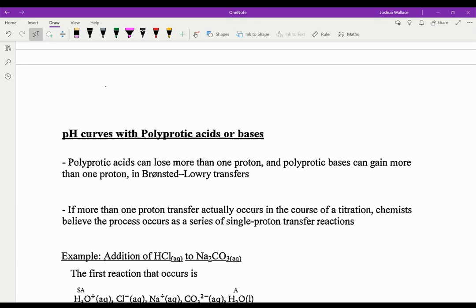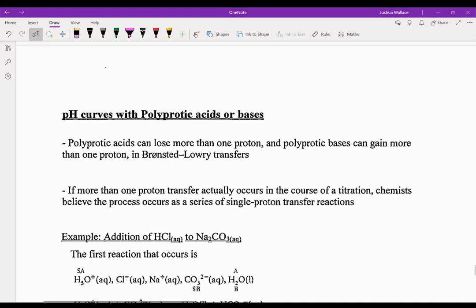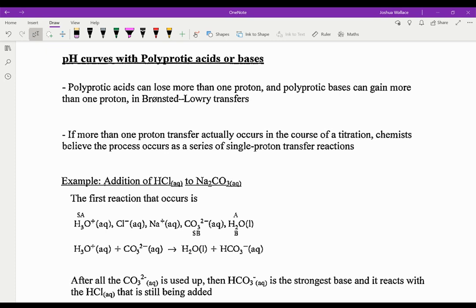pH curves with polyprotic acids or bases. Polyprotic acids can lose more than one proton, and polyprotic bases can gain more than one proton in Bronsted-Lowry transfers. If more than one proton transfer actually occurs in the course of a titration, chemists believe the process occurs as a series of single proton transfer reactions.